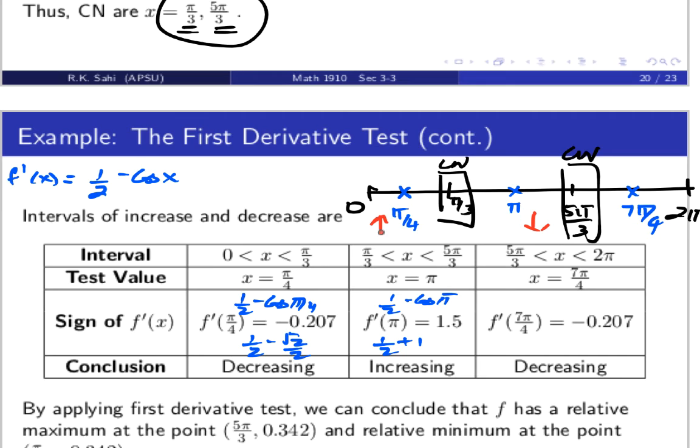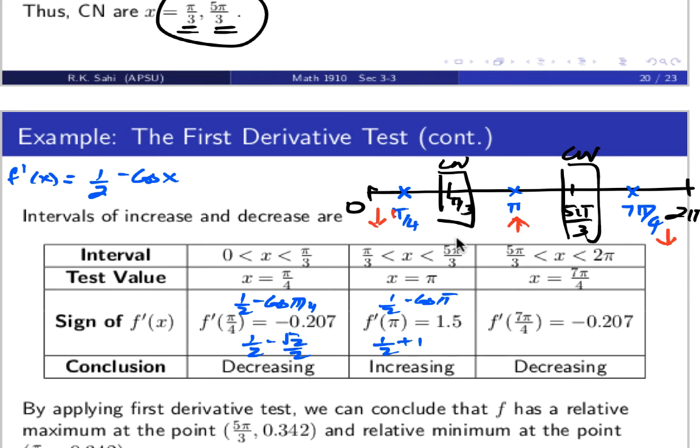Oh, sorry, it was the opposite, sorry guys. Okay, from 0 to pi thirds, the function is decreasing because it's negative. Then pi thirds to 5 pi thirds, it's increasing. And then 5 pi thirds to 2 pi, it's decreasing.